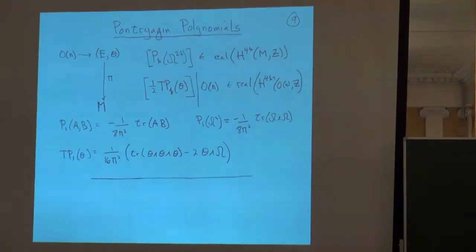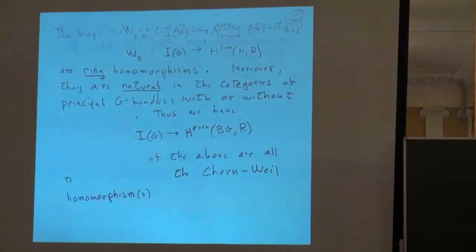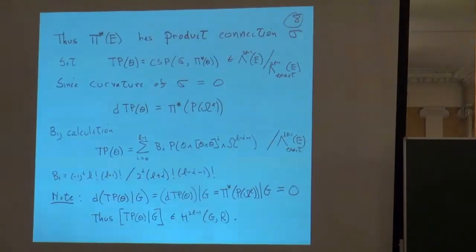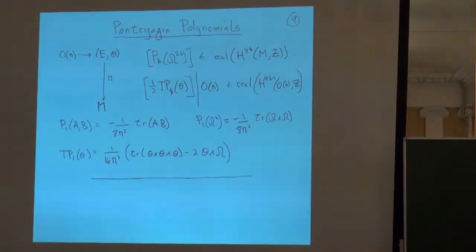We'll look at a couple of these. The Pontryagin polynomials. P1 over here is just the trace of the product of the matrices, normalized this way. And so P1, when you plug in curvature, is the trace of the wedge product of the curvatures. And TP1, this form upstairs, is the trace of the wedge product 3 times of the curvature minus 2 times theta wedge omega.